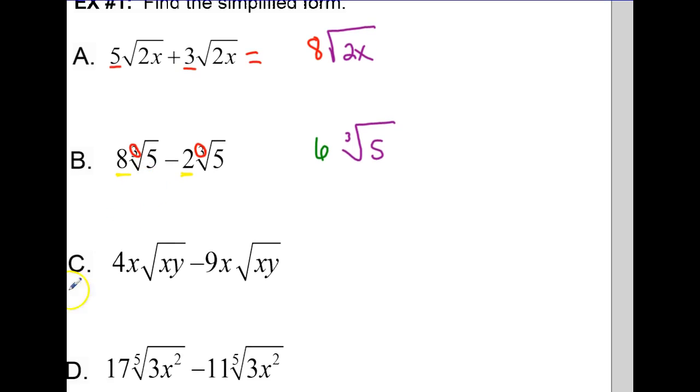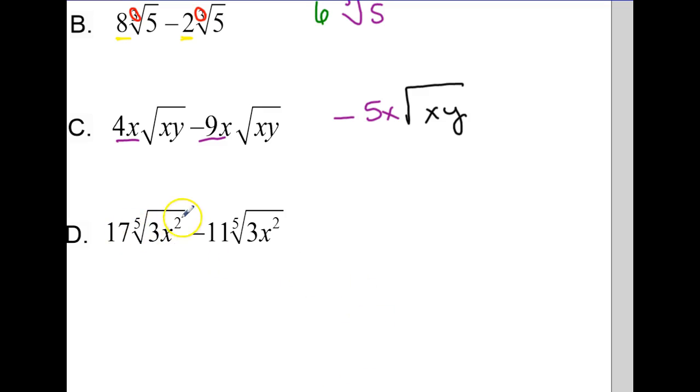Okay, next example. My radicand is xy and xy. I have the same index, so I can simply subtract the outside pieces and I can totally ignore what's underneath the radical and just add it on. So 4x take away 9x means I have a negative 5x. And what's hanging off the back end here? An xy.